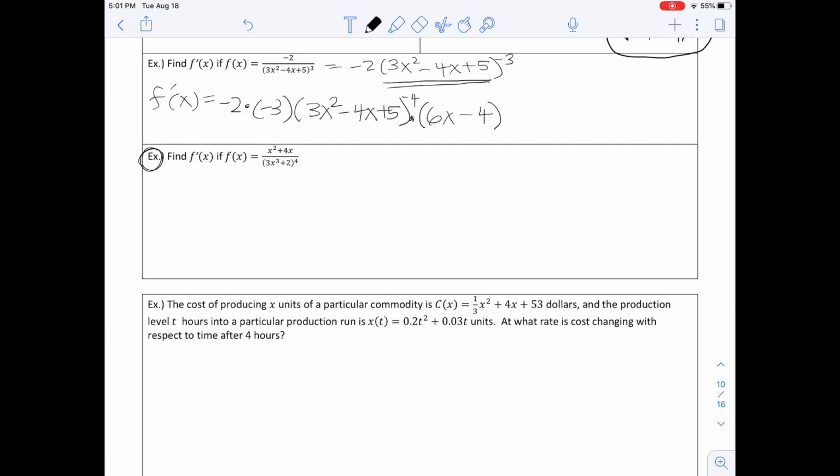From here, we can clean this up. And we have negative 2 times negative 3, which is 6. And then I have a (6x minus 4) divided by, and then since that parenthesis in the middle is a negative exponent, I'm going to go ahead and move that to the denominator. So we have (3x squared minus 4x plus 5) raised to the fourth power. You can also factor out an additional 2 in the numerator and rewrite this as 12 times (3x minus 2), and that's an equivalent answer.